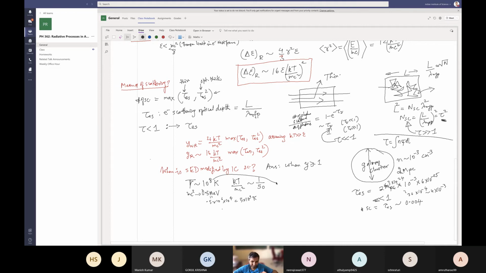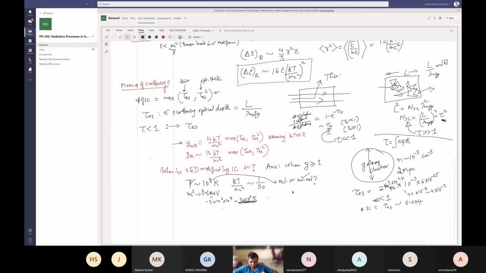At 10 to the 8 Kelvin, is it relativistic or non-relativistic? Someone? I think that it's non-relativistic. Yes, because a temperature of order 5 times 10 to the 9 is when gamma is order 1. So this is non-relativistic. Even though it is very hot, electrons do not have a temperature which is like their rest mass energy in this case. So what do we have? So what is y? So we should actually use this formula.